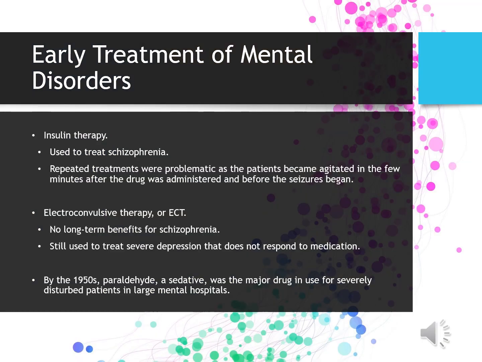In the 1930s, European physicians experimented with various chemicals to induce either a coma, insulin, or convulsions similar to epilepsy. At first, this type of treatment was used in schizophrenia, and patients were calmer for at least a short while after the seizures were over. However, repeated treatments were problematic as the patients became quite agitated in the few minutes after the drug was administered and before the seizures began.